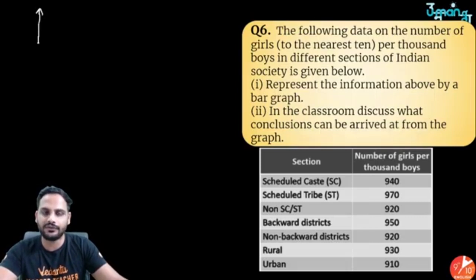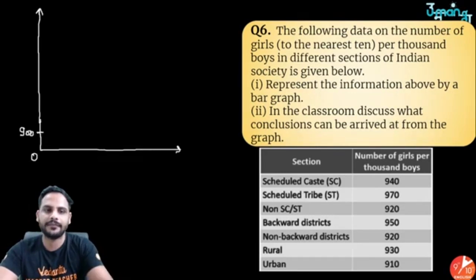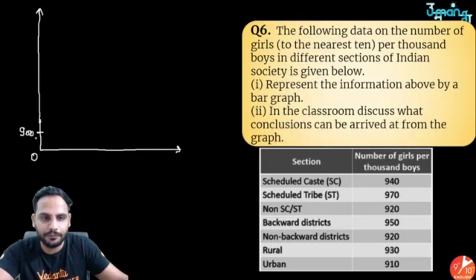I don't need those values, right? So what I will do, after 0, I will directly start with 900. But I cannot do that. So for that, what I need to do, I need to put one zigzag over here.